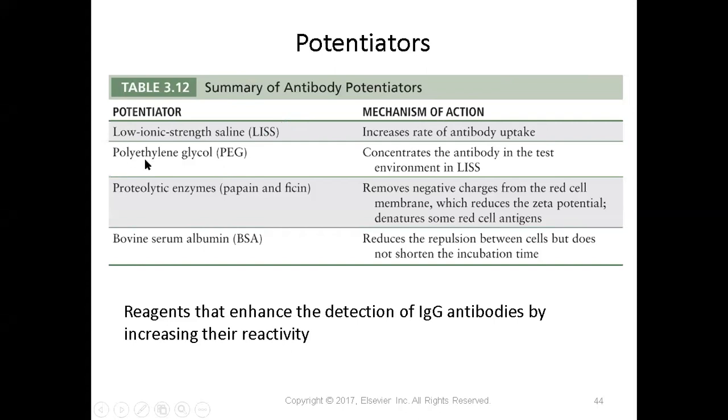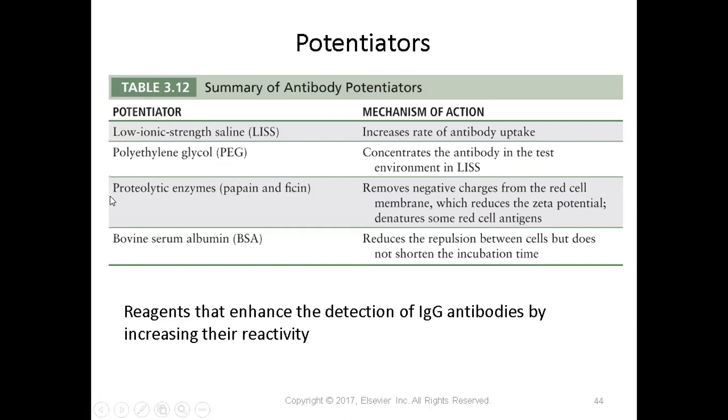The second one is called polyethylene glycol, or PEG. PEG concentrates the antibody in the test environment in LISS. So PEG is not usually used unless we know that we have a really very weak reaction. The next one, interestingly, proteolytic enzymes, and the 2 that are commonly used in blood bank are papain. This one happens to come from the papaya fruit, if you eat papaya, and ficin.